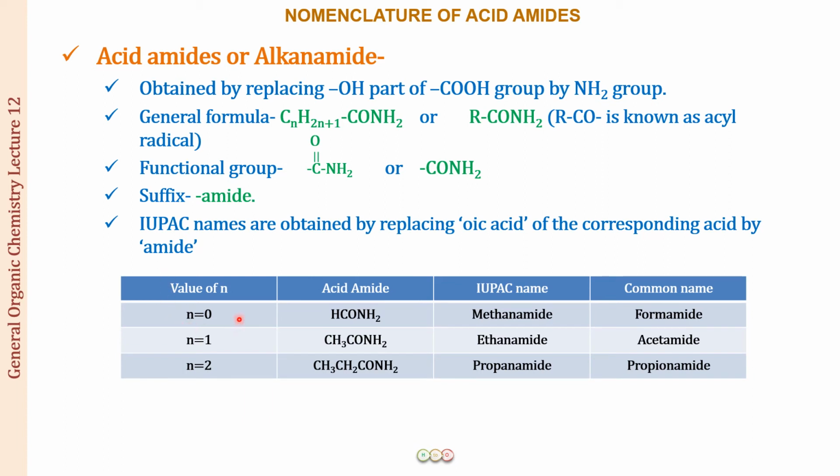When n is going to be 0, we will be having the compound as HCONH2, and this is going to be methanamide and formamide. Next we have n equal to 1, CH3CONH2. So this becomes ethanamide, the common name being acetamide. And when n is 2, it is going to be CH3CH2CONH2, propanamide and propionamide. Right? So I hope now these names will be sounding very easy for you people, not anything difficult, because we are just repeating those things again and again.